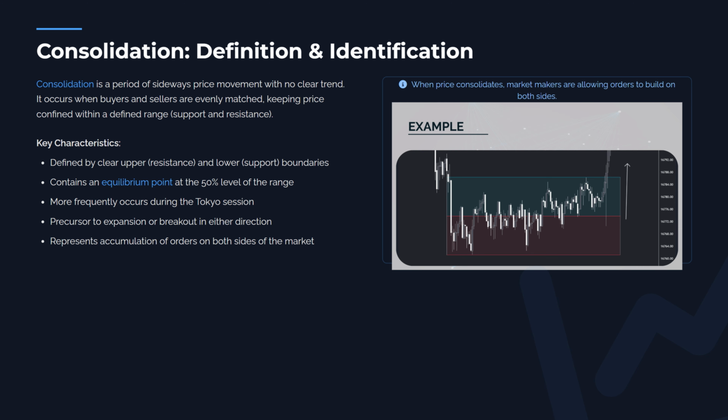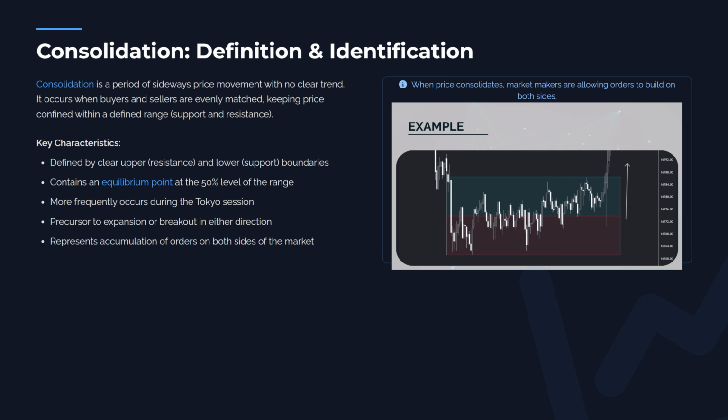Let's start with consolidation, and I'm going to use a simple analogy to help you understand this concept. Imagine you're watching a tennis match, and the ball is being hit back and forth between the 2 players. It's not going anywhere in particular, just bouncing from one side of the court to the other. That's exactly what consolidation looks like in the markets. During consolidation, price moves sideways between 2 clear levels, what we call support and resistance. It's like the market can't decide which direction it wants to go, so it just bounces back and forth.